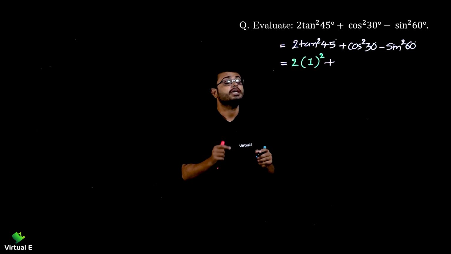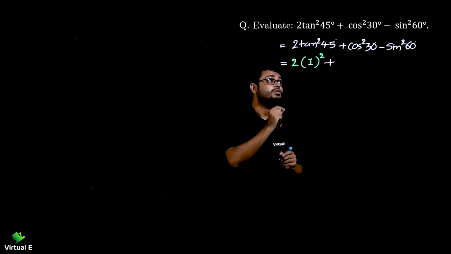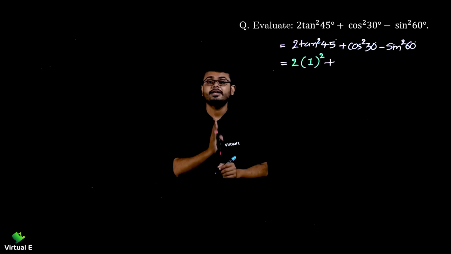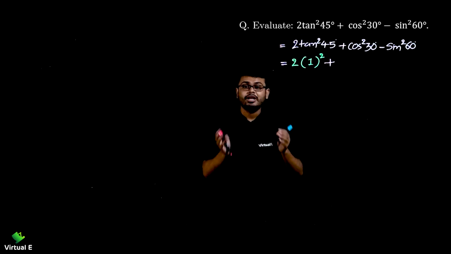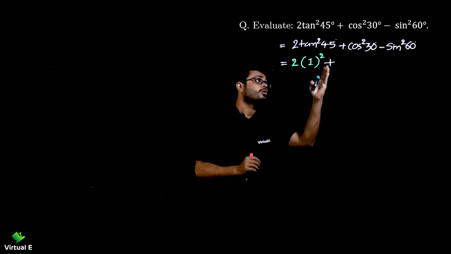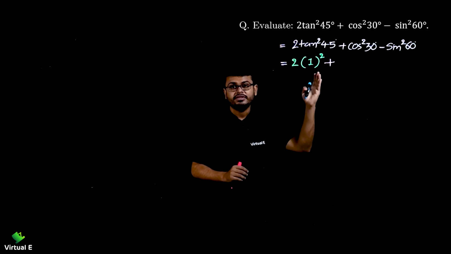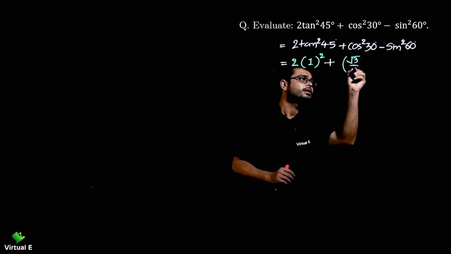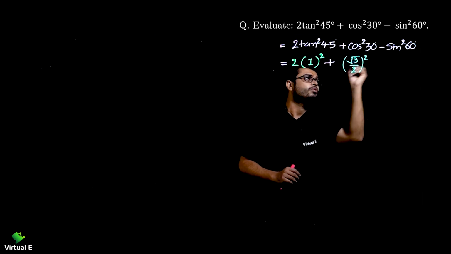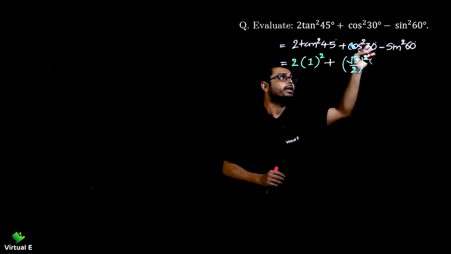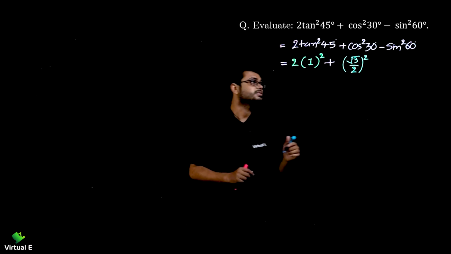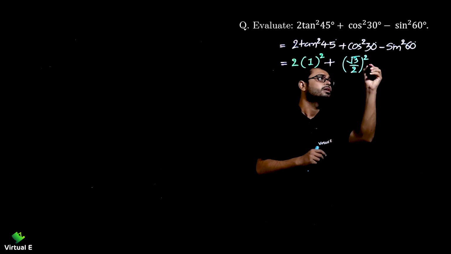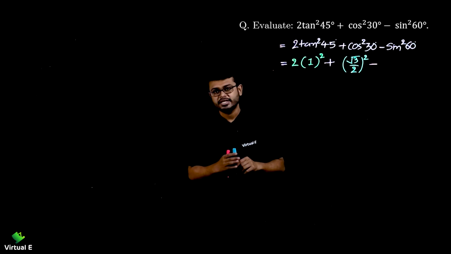Now cos square 30, what is the value? Cos square 30 degree, but we will put the value of cos 30 only, then we are going to do the square. So cos 30 is square root of 3 divided by 2. So here square root of 3 divided by 2 whole square. Remember cos square, so we need to do the square. Simple. Then the last one, which is sin square 60 degree.